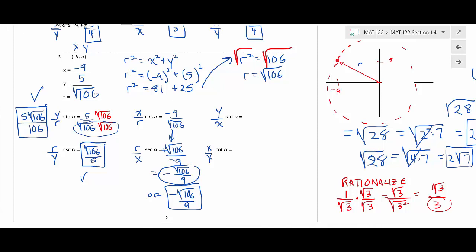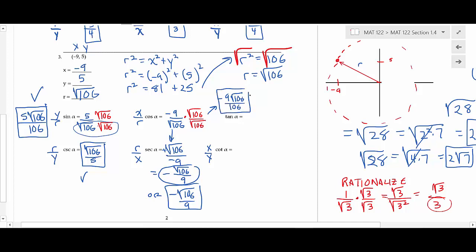Now we need to rationalize our denominator on the cosine. So we multiply by root 106 over root 106. The answer is pretty easy to get. You're going to get negative 9 times square root of 106 all over 106. So that's what you would get for your answer. So far we've got sine, cosecant, cosine, and secant. That leaves us with the tangent.